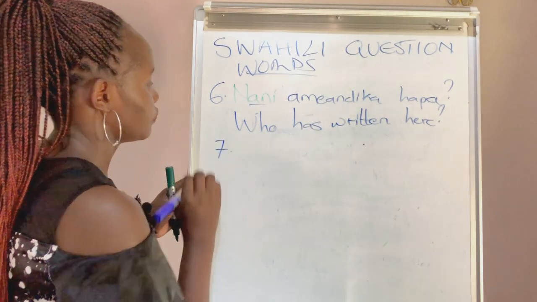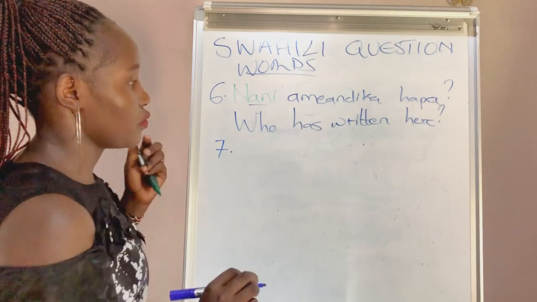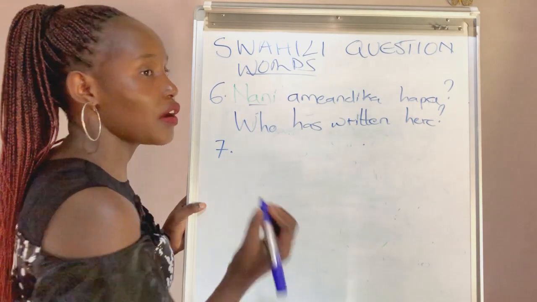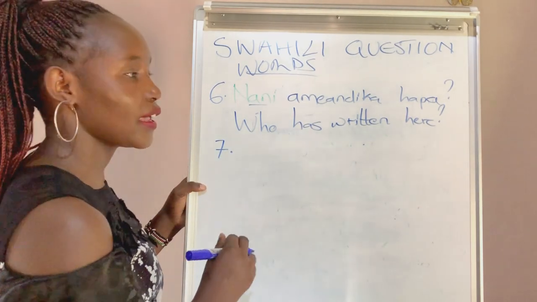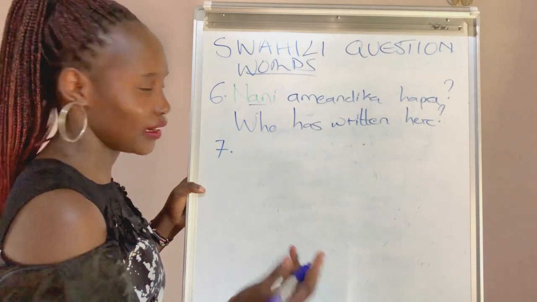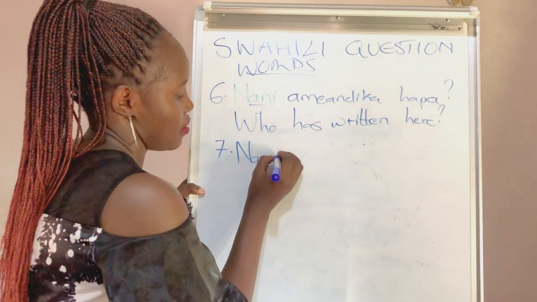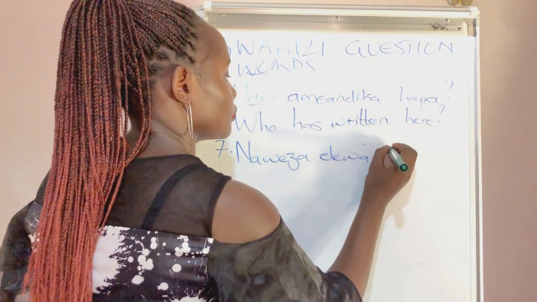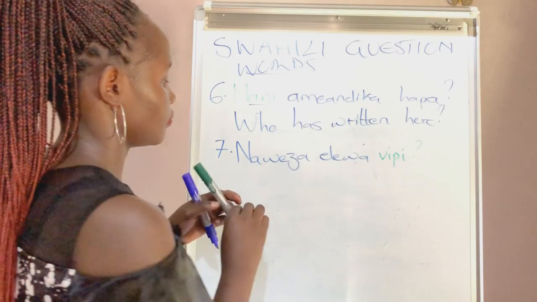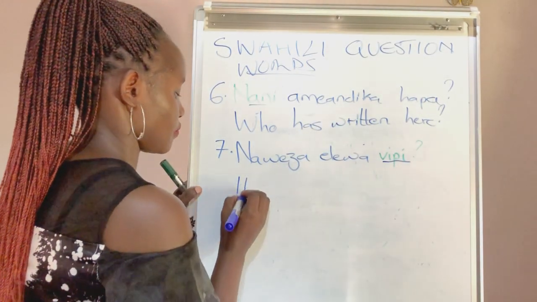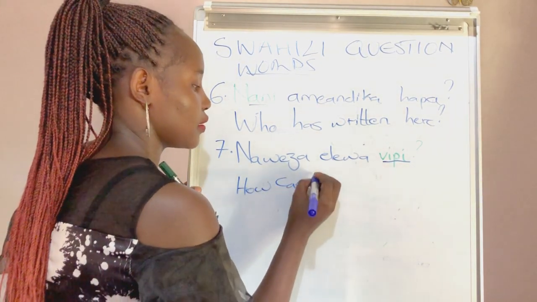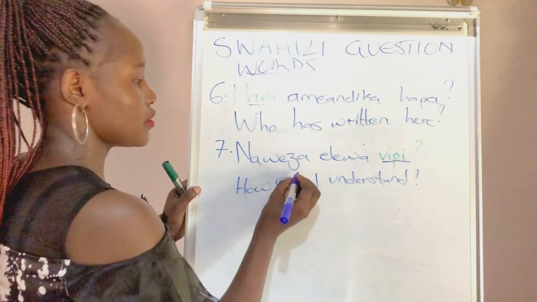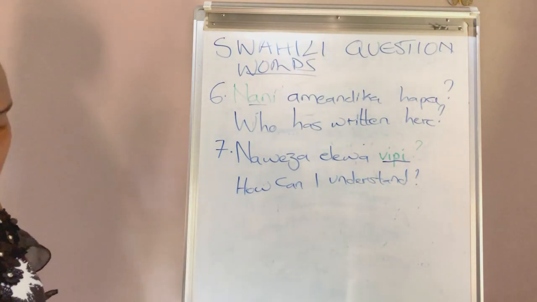Next was vipi. Vipi to mean how. An example, we can say naweza elewa vipi. How can I understand? Good. Naweza elewa vipi.